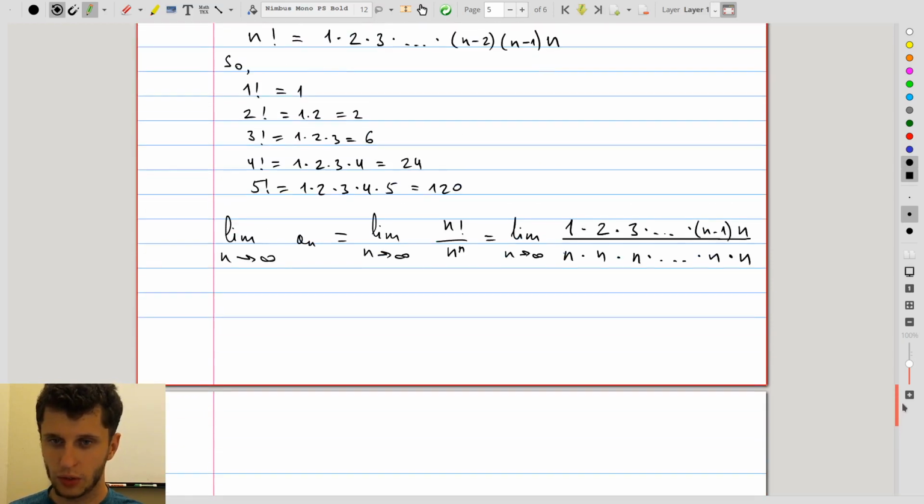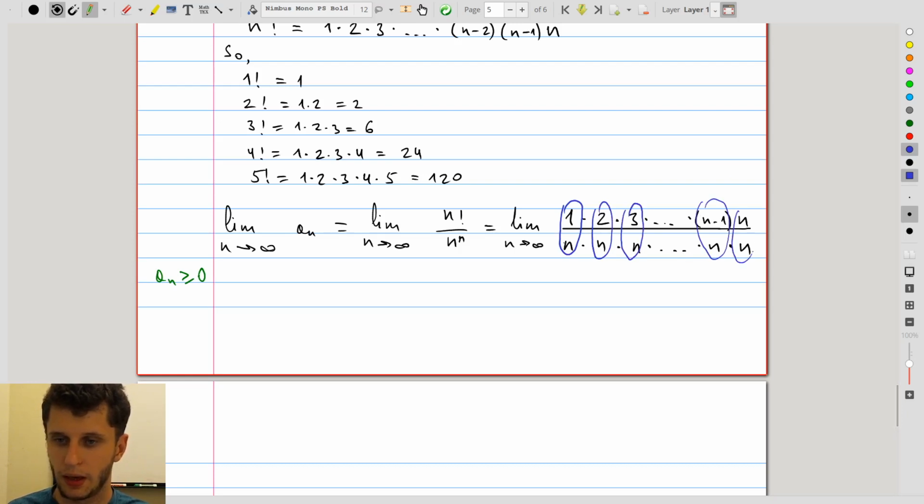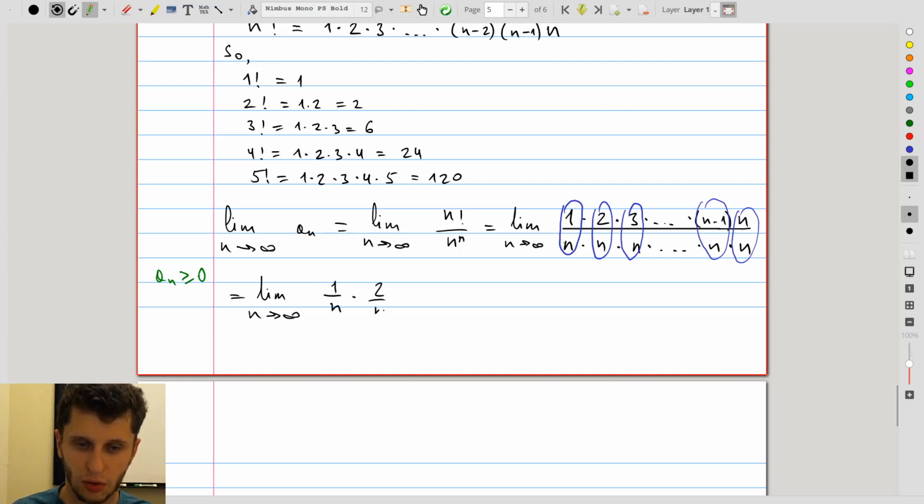It is important to notice that a_n is non-negative. On the one hand, a_n is non-negative because we're multiplying some positive numbers. Of course, you cannot get a negative number as a result. Secondly, we want to group these n factors like so. What can we say about these fractions? You can see that we can rewrite the limit as a product of n fractions: 1 over n, 2 over n, 3 over n, and so on, up to n over n, aka 1. So we have n fractions. What can we say about them?